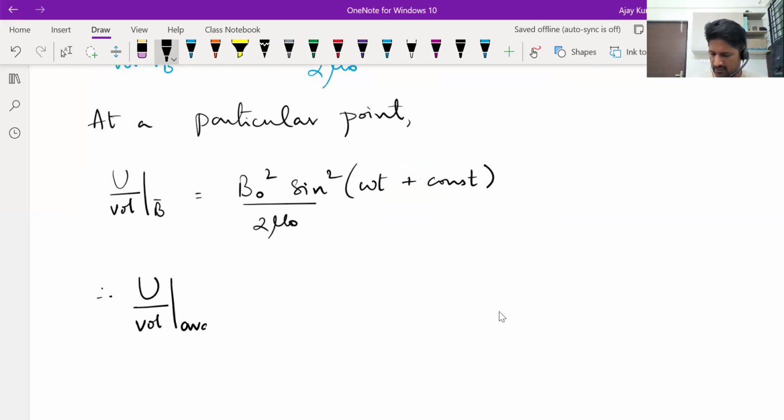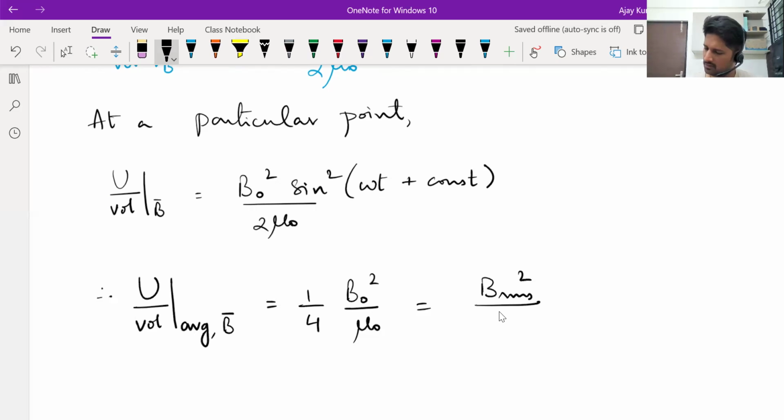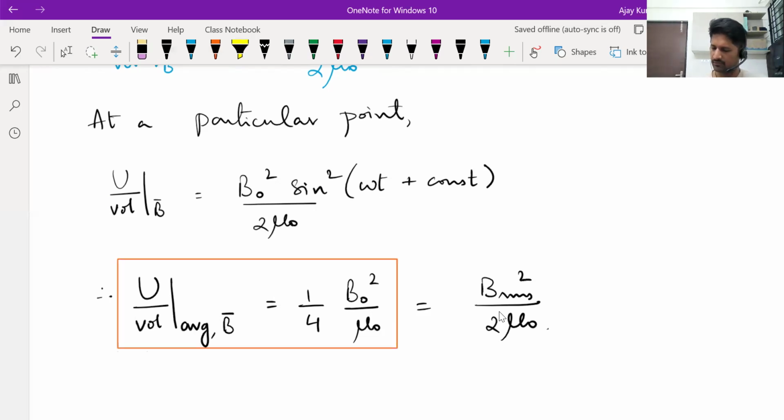Therefore, the average energy per unit volume, that's the average energy density in the magnetic field of an EM wave, then becomes, again, sine square function average is half. So it becomes 1 by 4 B naught square by mu naught, which can also be written as B RMS square divided by 2 mu naught. Okay, this is the average energy density in the magnetic field of an EM wave.